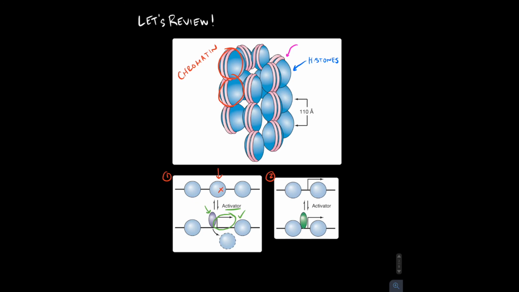The second scenario involves a sequence of DNA whose promoter region is not covered by a nucleosome. And in this case, an activator and any other associated factors can bind the DNA directly and recruit RNA polymerase to immediately begin transcribing the gene.